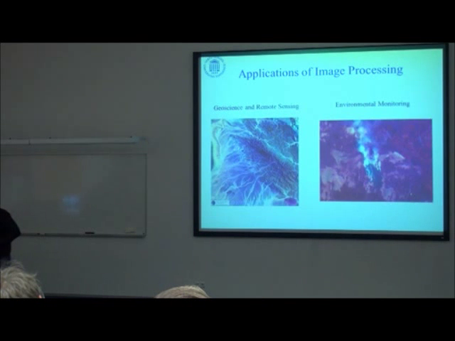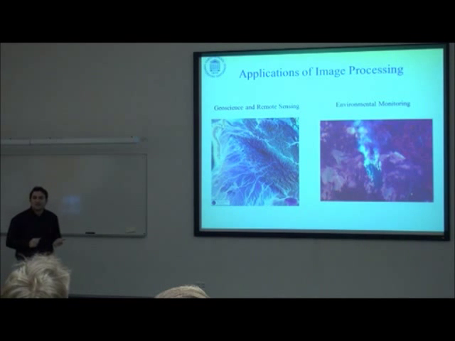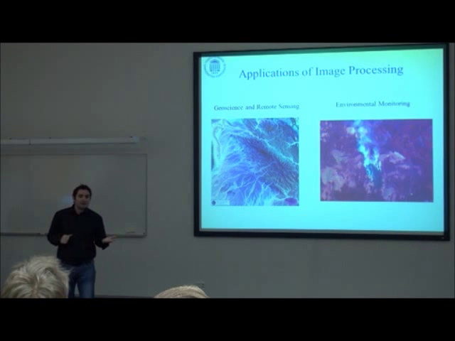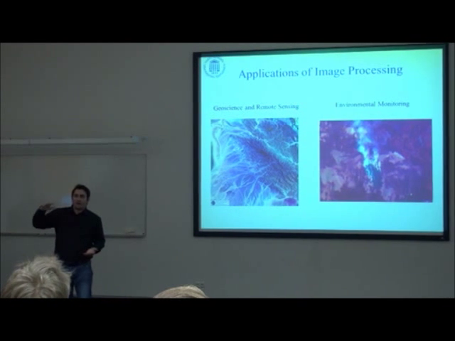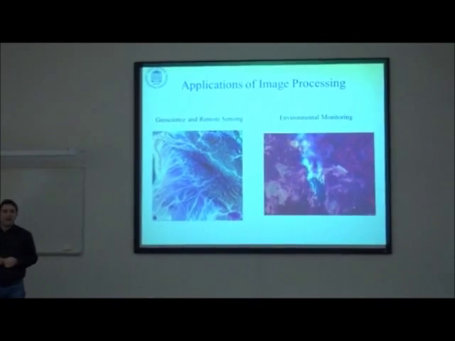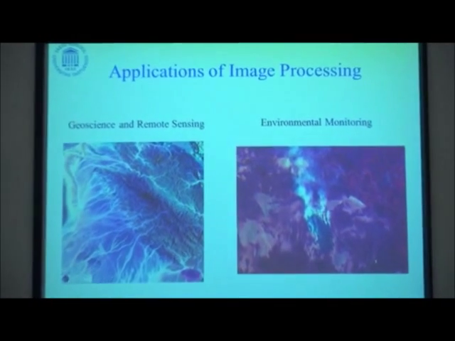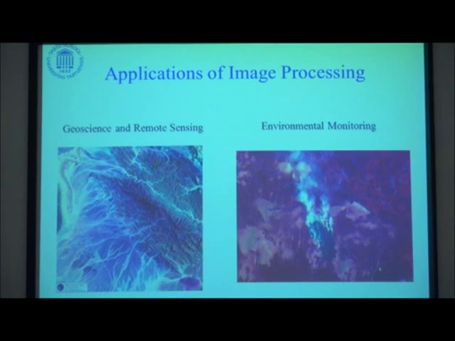Another application of image processing is in geoscience and remote sensing. Mapping: they take pictures of the Earth, and then they try to make a map of the city from those images. And environmental monitoring. It's frequently used in places that are hot, like southern Europe, where they have jungles. They detect the fire before it starts to grow and become a very big disaster.